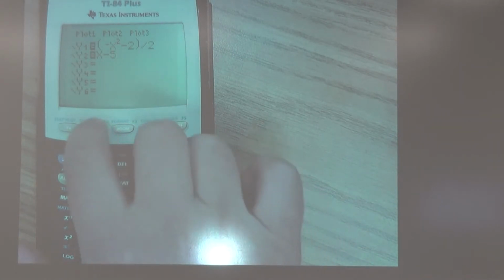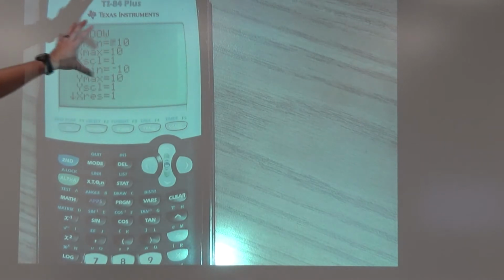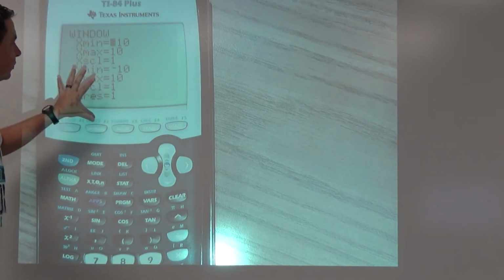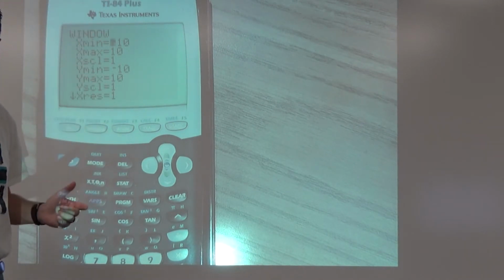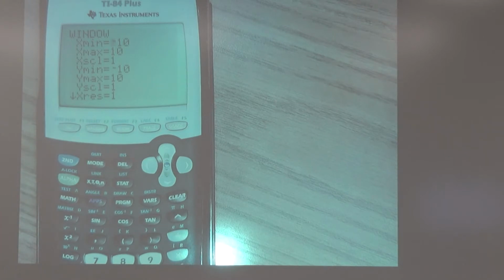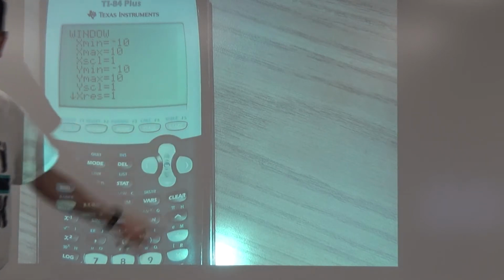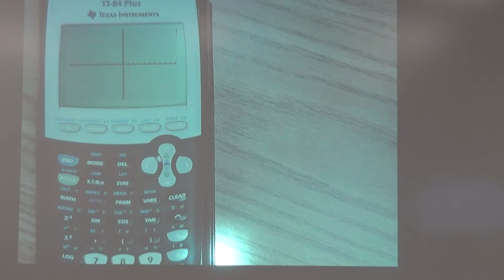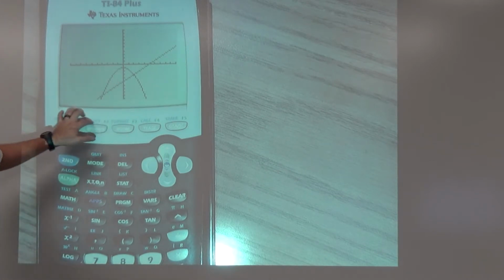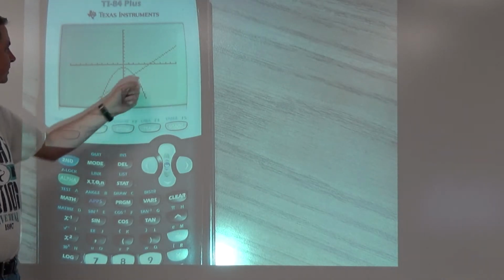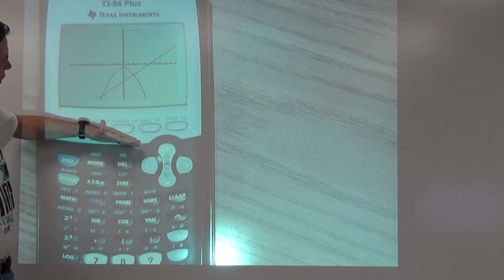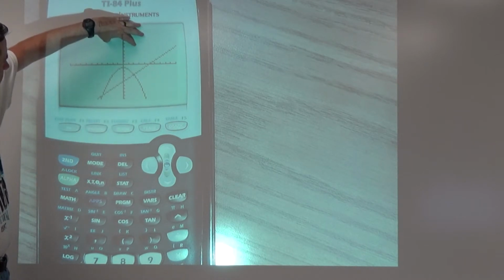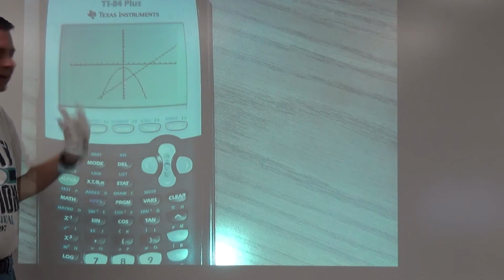I'm going to do a quick window check. Let's start with the standard window, see if we need to adjust from there. We look good, so I'm ready to press graph. Pretty good. I think I'm going to adjust my window a little bit just so I can see this a little bit better. Maybe a little bit lower here, not so much up here. Just might help us navigate this a little bit.